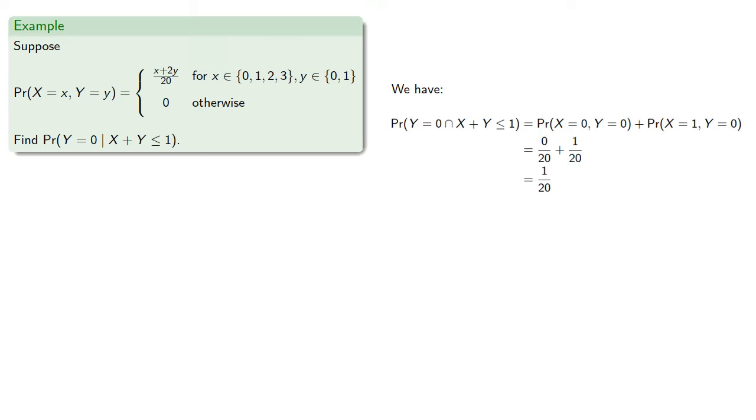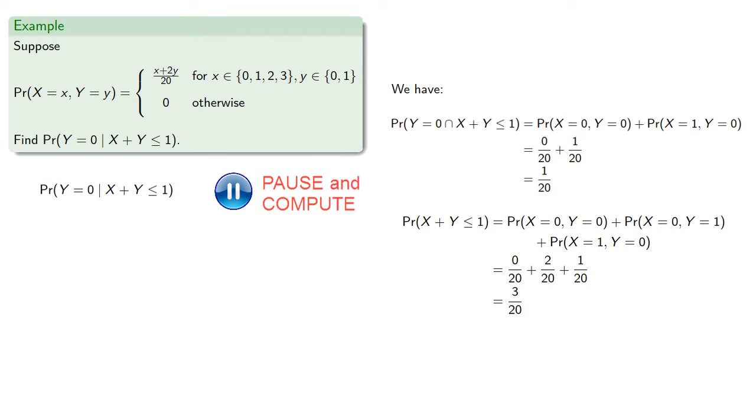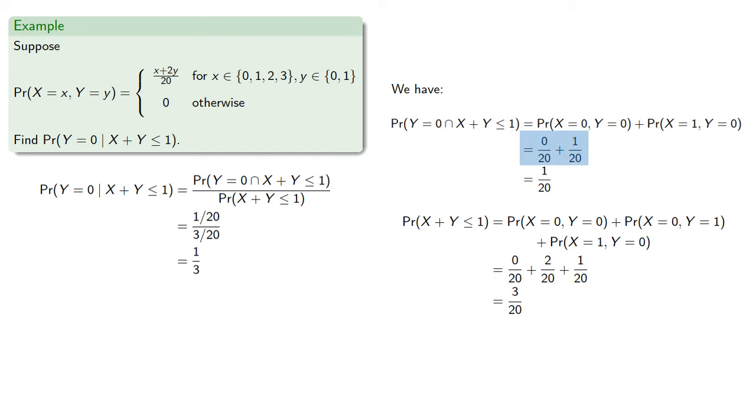Meanwhile, the probability that the sum x plus y is less than or equal to 1, that will occur in the cases, and so that probability is, and so our conditional probability will be, and again, it's worth verifying that our compound probability includes some of the things in our denominator probability.